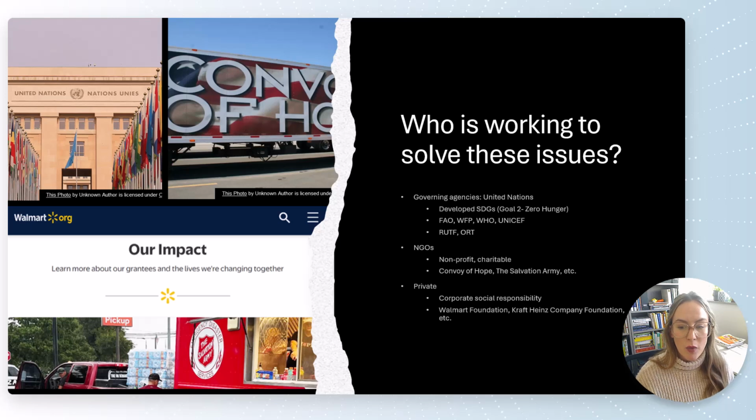There's also some other organizations that are housed within the United Nations that you might be familiar with. One is the Food and Agriculture Organization. That's FAO. WFP is the World Food Program. WHO is the World Health Organization. And then UNICEF works specifically with children.